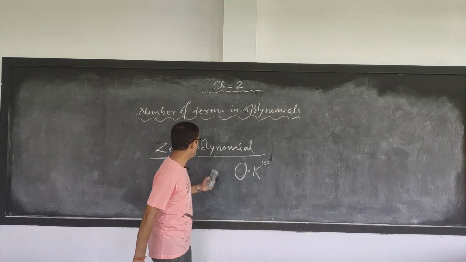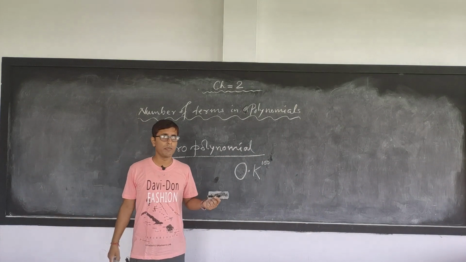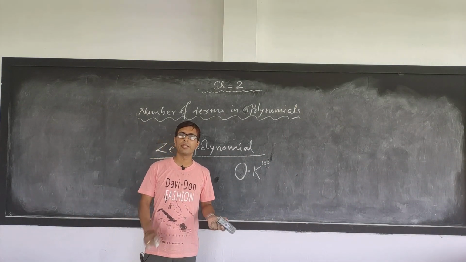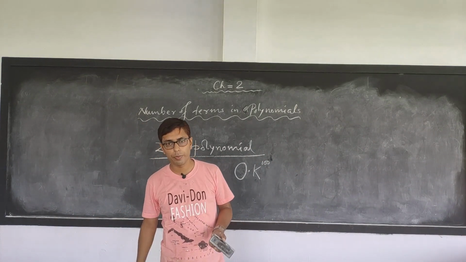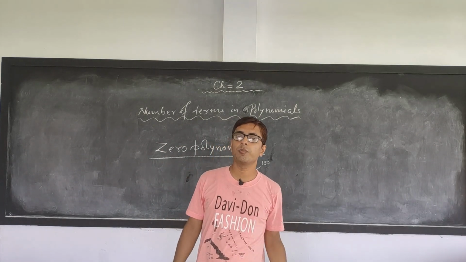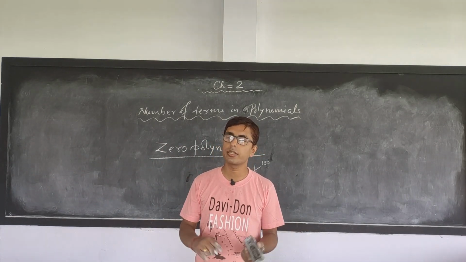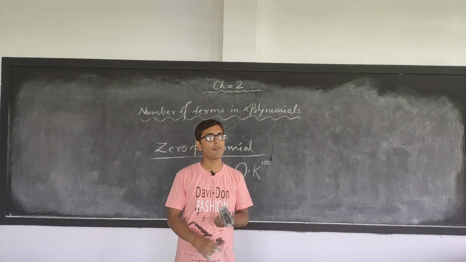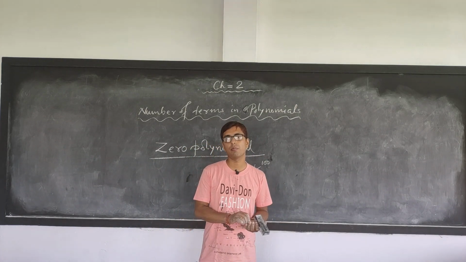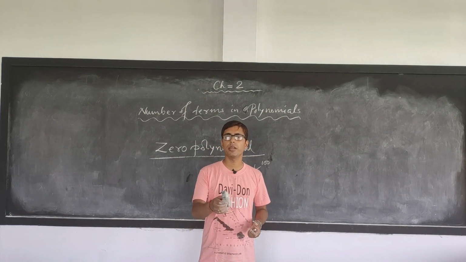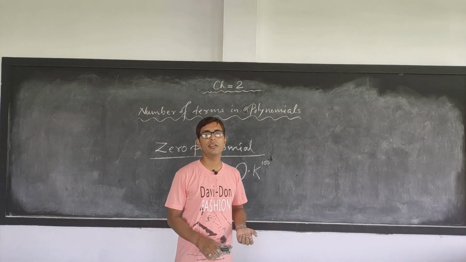So what is a zero polynomial? Hope you have understood. A polynomial containing only one term and the term itself is 0 is called a zero polynomial. All right. And what is the degree of the zero polynomial? It is not defined because it can have any degree, it can have any value of the power on the variable, right? That's why the degree of a zero polynomial is not defined.